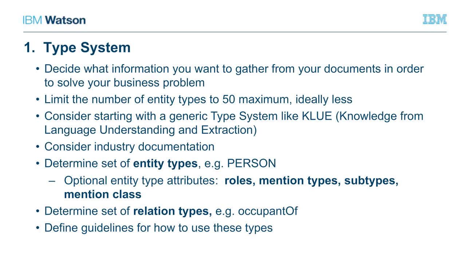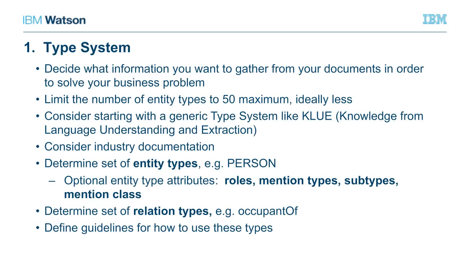So it's the responsibility of the human annotator to look for text in the document which explicitly defines these relations and binds those two mentions together within a single sentence. The entity types can also be supplemented with optional entity type attributes to further clarify that particular entity.